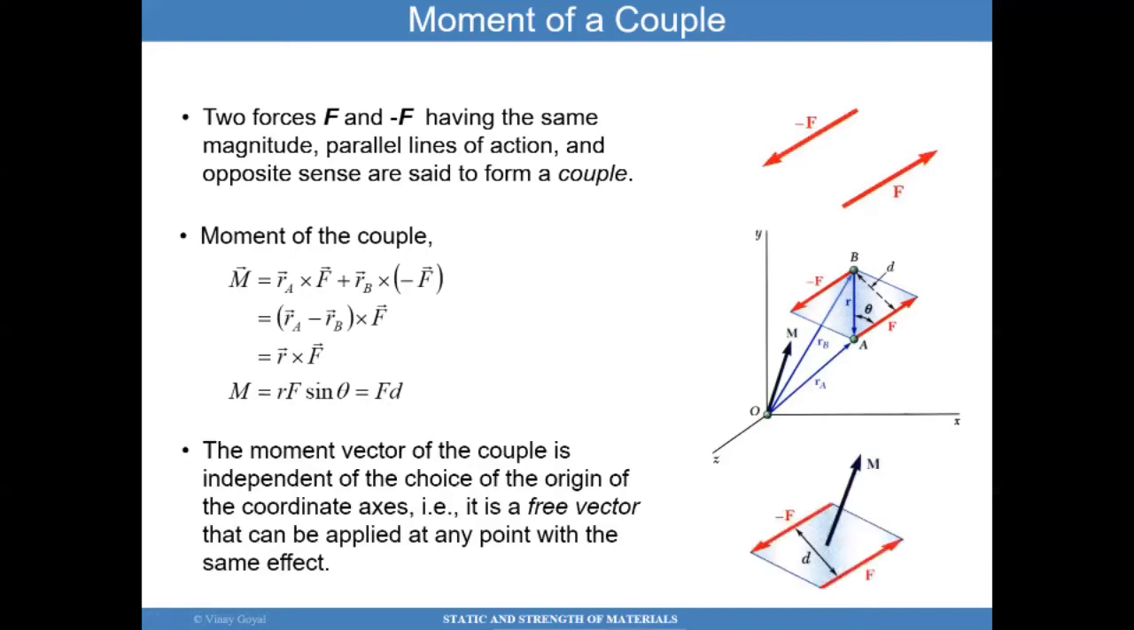The moment of the couple is independent of the choice of the origin of the coordinate axis. It is a free vector, so you can apply this moment anywhere you want. It doesn't matter because it will have the same effect. So anytime you have two forces that are parallel to each other and have opposite sign, you can calculate the moment by simply calculating the force times the distance and putting that moment vector anywhere you want.